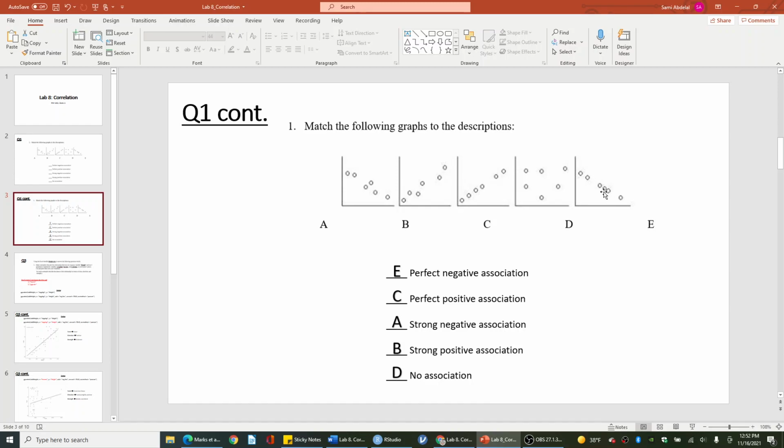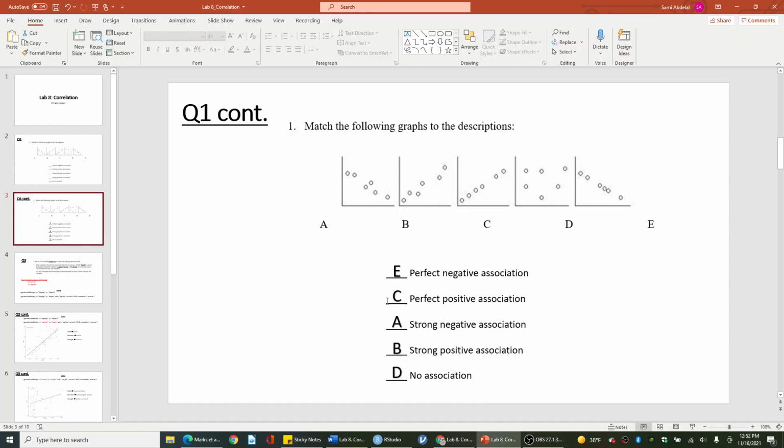So again, look at the direction of E compared to A. They're both still negative. It's just that one is stronger. One is more perfect than the other, or stronger, I guess you should say.